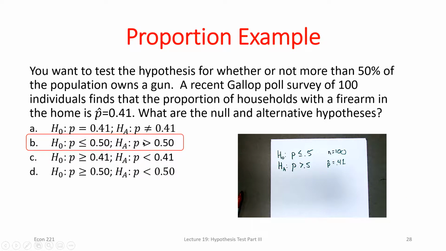Careful, what sign is in my alternative? Greater than, so I've got a greater than or a right-tailed test. Because only evidence to the right of 0.5 is going to go against my null, right? It's going to be the only evidence for which I could reject the null. So we've got a right-tailed test.